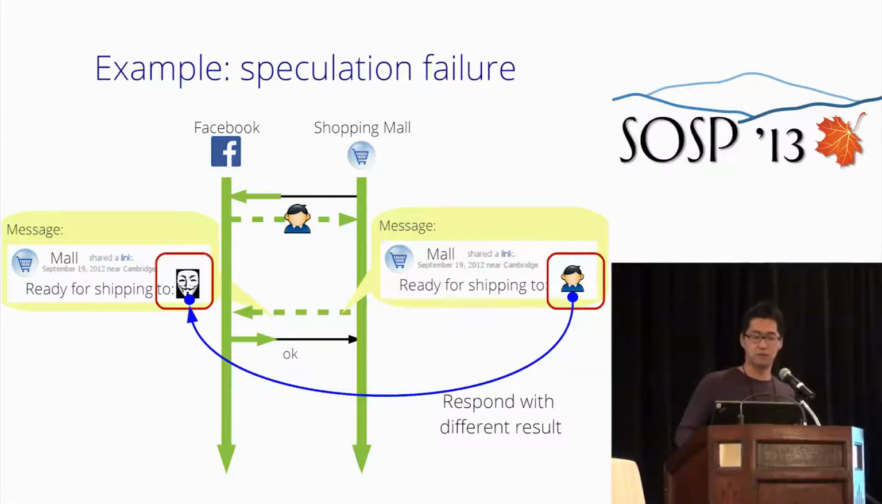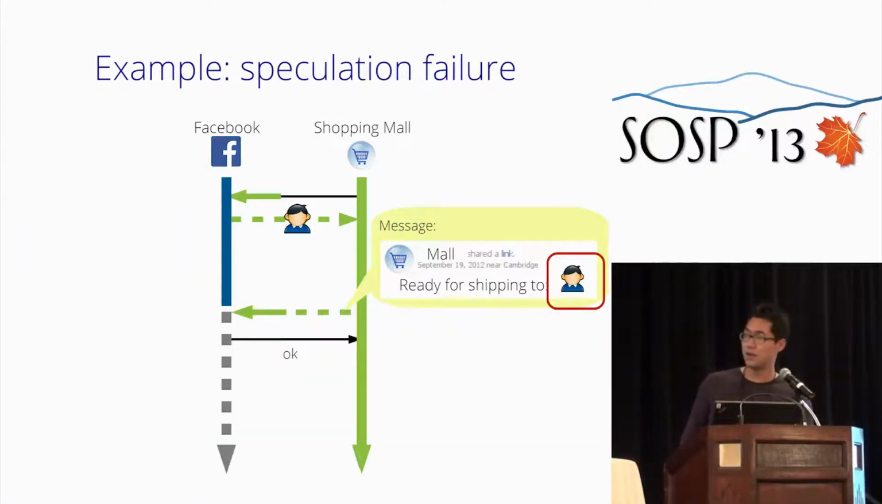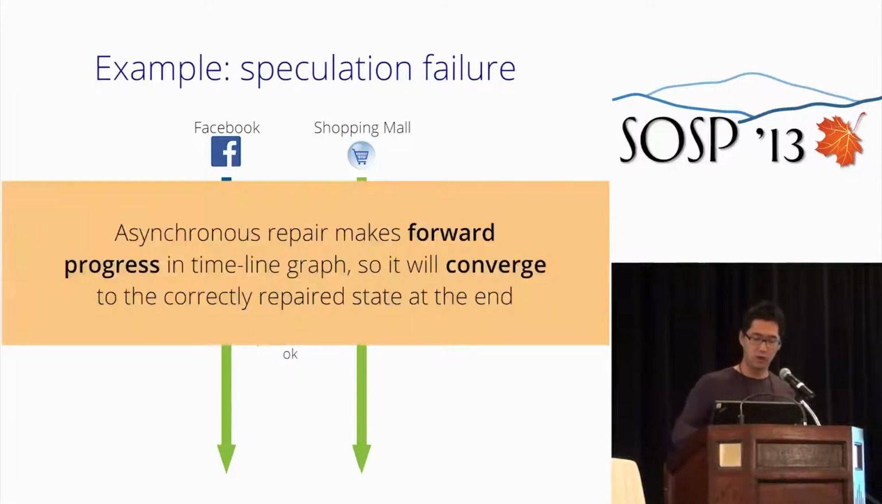In this case, we simply roll back our system state to right before the new request by the shopping mall, and similarly re-execute with the message that we just got. What we are arguing here is that asynchronous repair makes forward progress in the timeline graph, so it will converge to the correctly repaired state at the end.